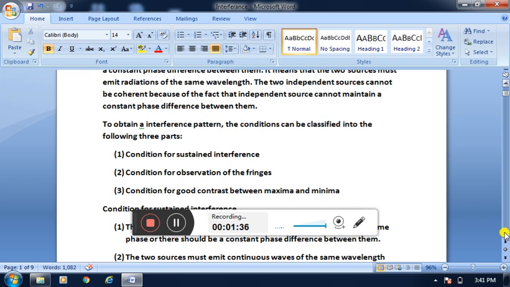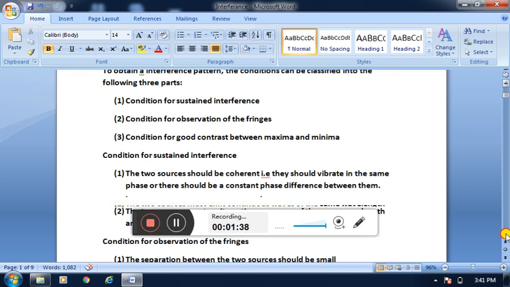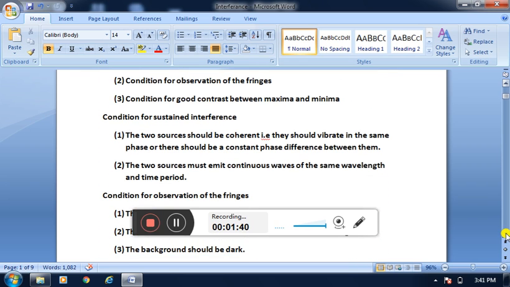Dear student, next we discuss the conditions of sustained interference and how we achieve them. For this, the two sources of light should be coherent, meaning their initial path difference must be constant. The two sources must emit continuous waves of the same wavelength. These two conditions are responsible for producing sustained interference.